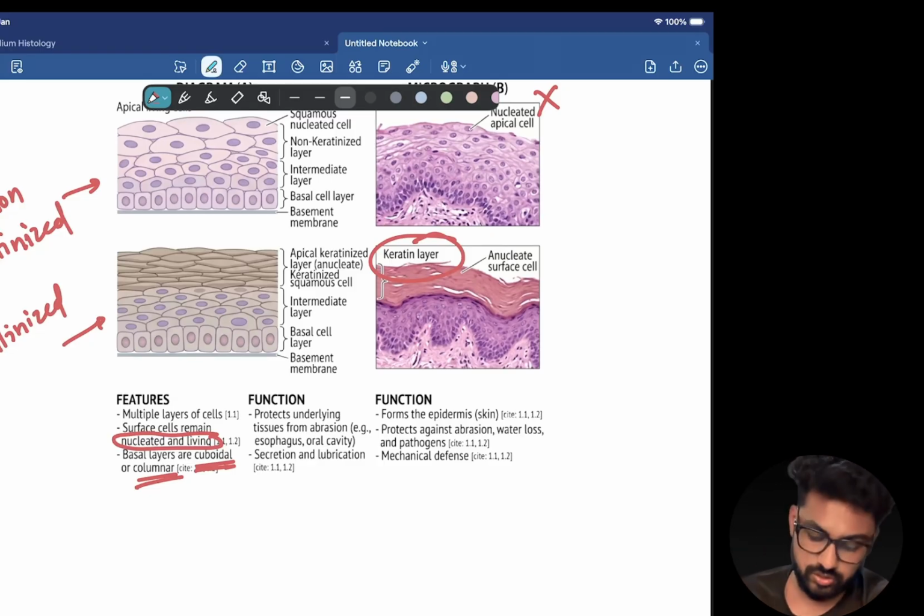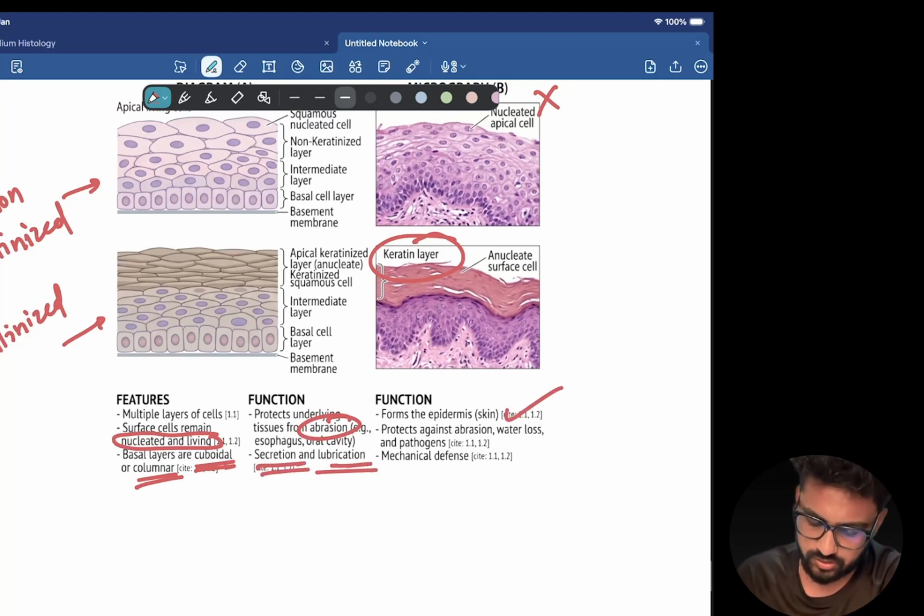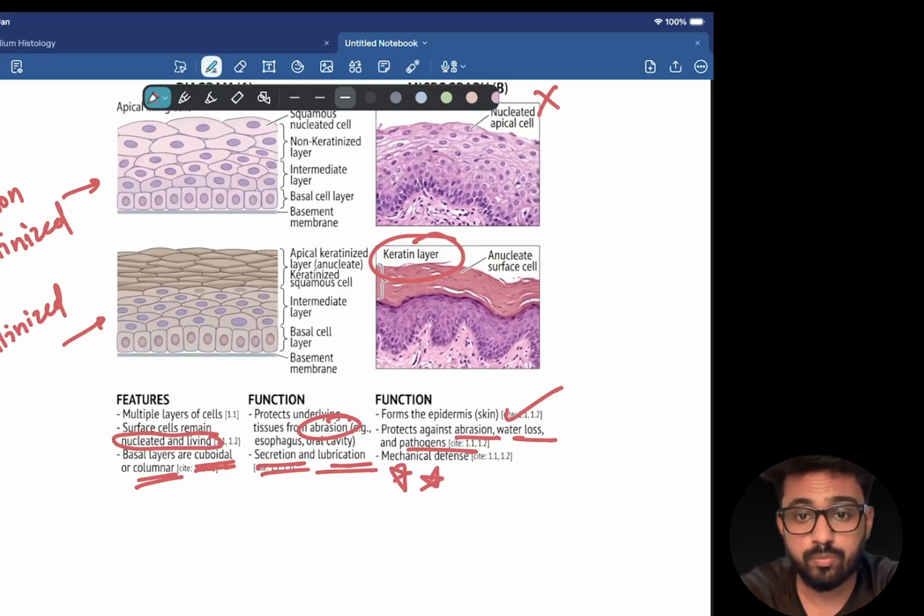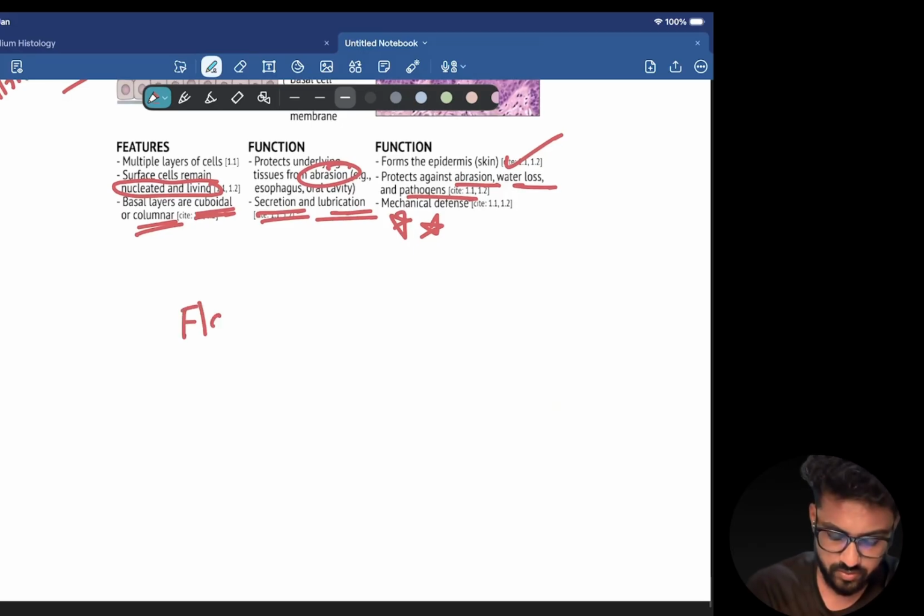What is the main function? Main function is to protect underlying tissue from abrasion, and secretion as well as lubrication. It forms the epidermis of the skin, protects against abrasion, water loss, pathogens, and the main function is the mechanical defense.